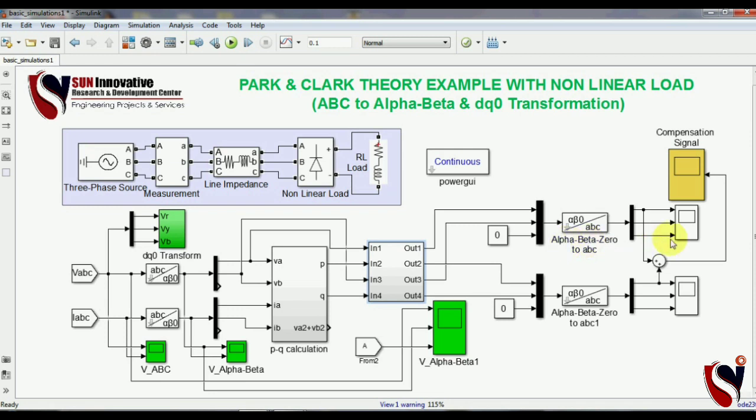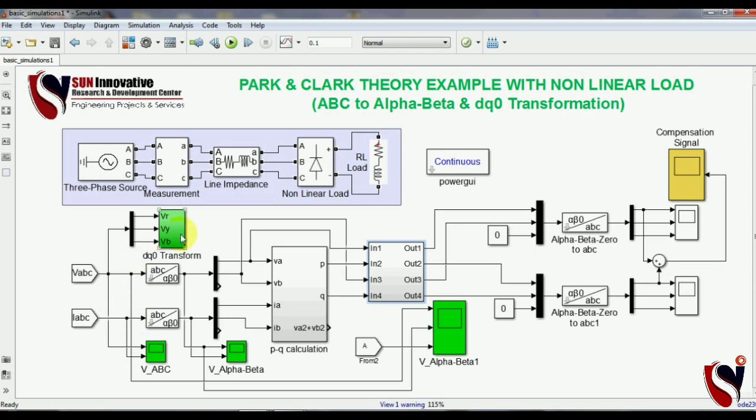to the alpha, beta to ABC again, because ultimately the PWM or any kind of controller required for compensation of the current and the voltage values requires a three-phase system again. So you can see here this block is again used to control the signals which we have calculated before by this arrangement. Now this scope is connected here, and this is all our compensation signal, and I'm going to show you how it is going to work.